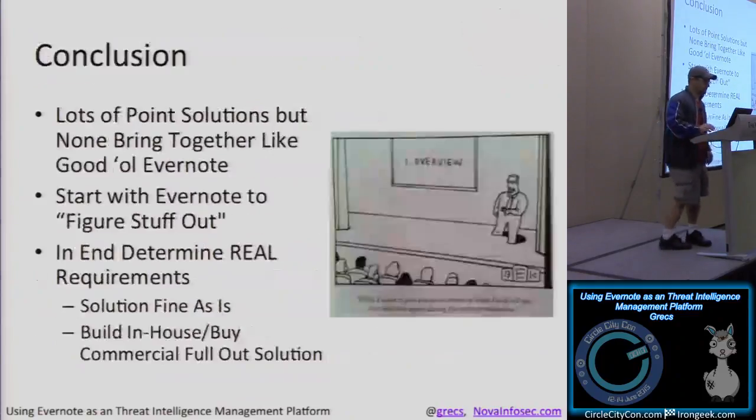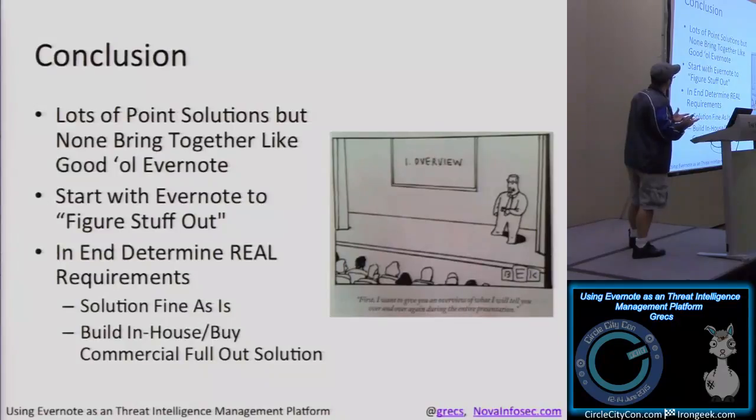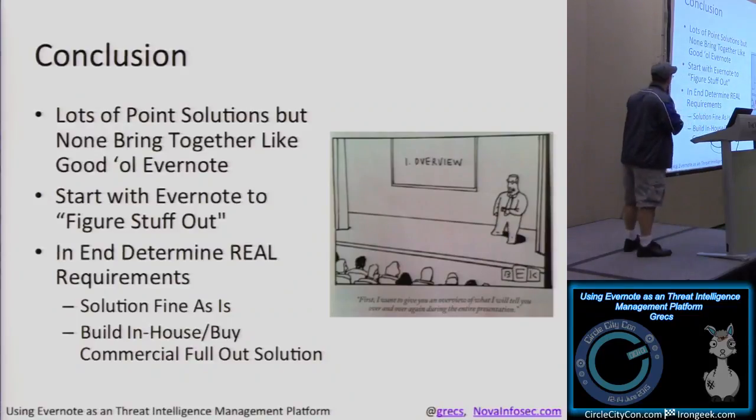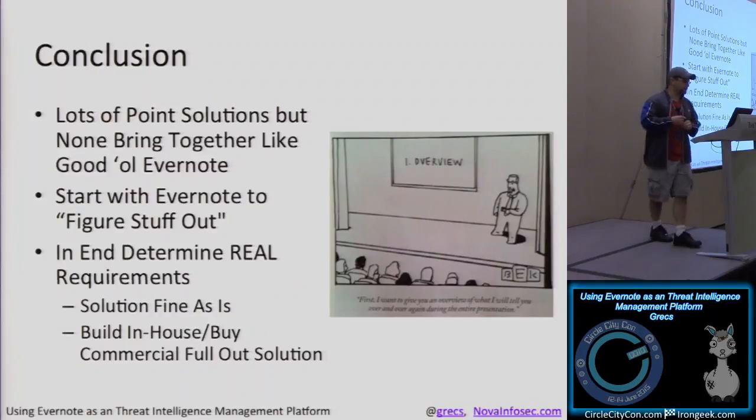But in summary, there are lots of point solutions for solving some of the different problems that I talked about, but none of them bring them together in one place where you can use that data. So as I said, start with something simple, quick and dirty, and the example that I gave here was with Evernote. But the goal is, in the end, to determine what your real requirements are, to understand the real problem that you're facing. And a lot of times, maybe that solution is fine as it is. But worst case scenario, you identify the gaps that you have, and you can either build in-house or maybe bring in and configure a commercial solution, like from a threat intel provider, to solve that problem.